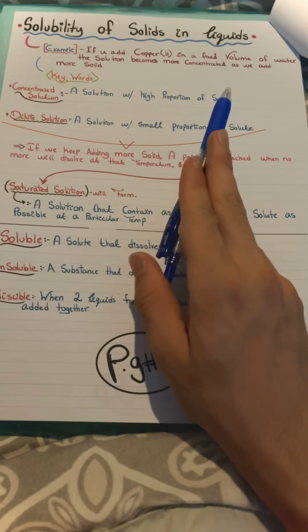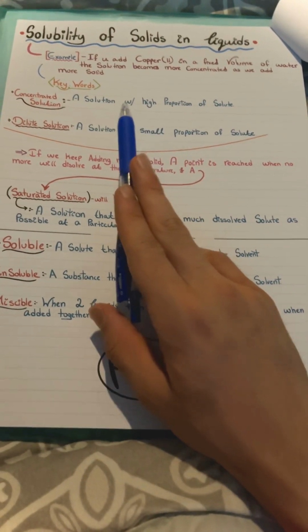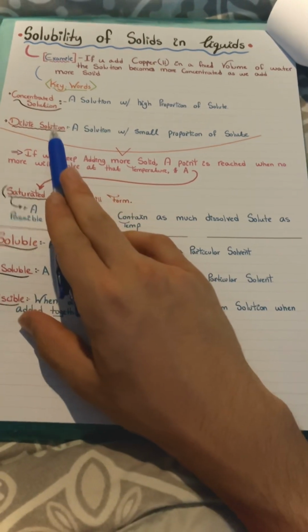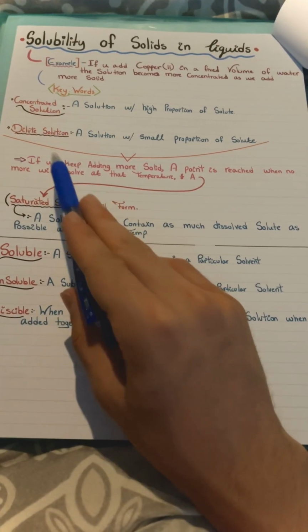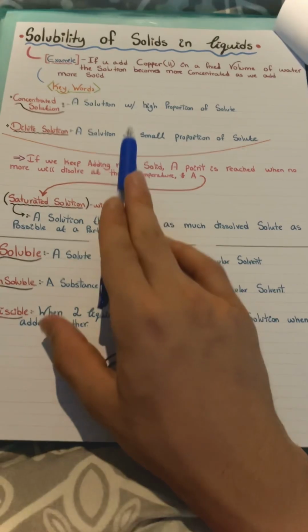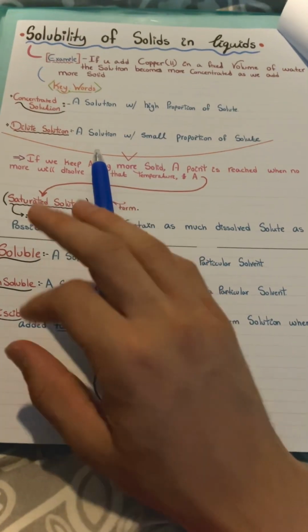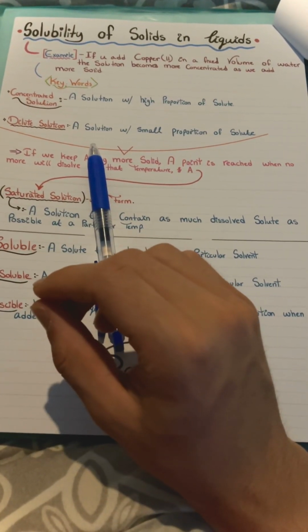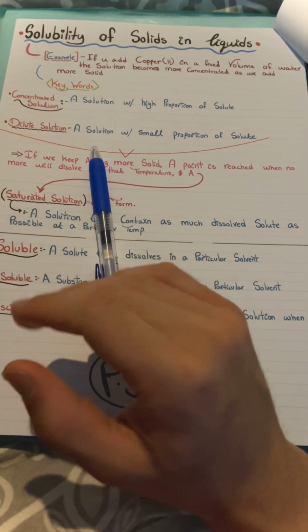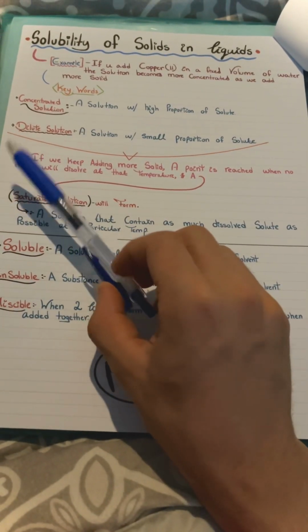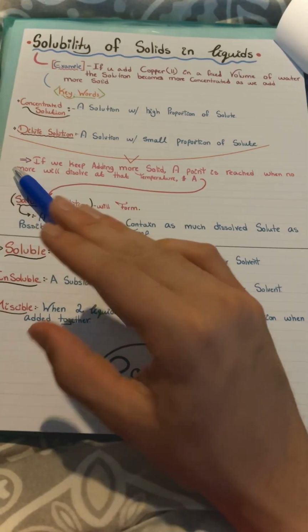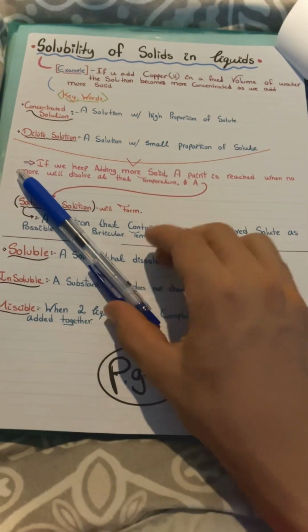Solubility of solids in liquids. So basically, you just need to understand two keywords here, concentrated and dilute solution. A concentrated solution is a solution with a high proportion of solute. It means it's a solution with a high number of solute particles, okay, and low water potential. A dilute solution is a solution with fewer solute molecules and high water potential.